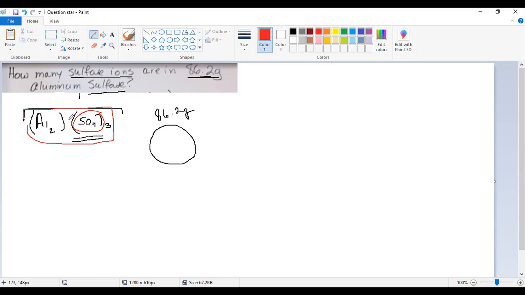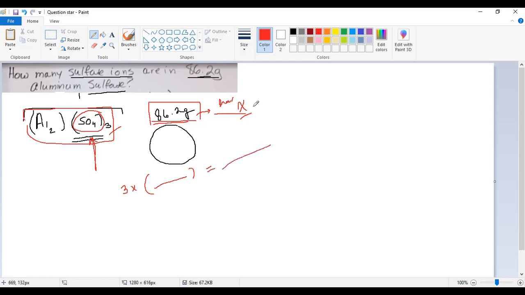Basically, it's sort of a molecule within a molecule, but there are 3 SO4 ions in one molecule of aluminum sulfate. So if I have 86.2 grams, the approach is going to be, well, how many molecules is that? Let's say it were X molecules. Then there would be 3 per molecule. So if I figure out how many molecules are in 86.2 grams, I know that there are 3 ions per molecule.